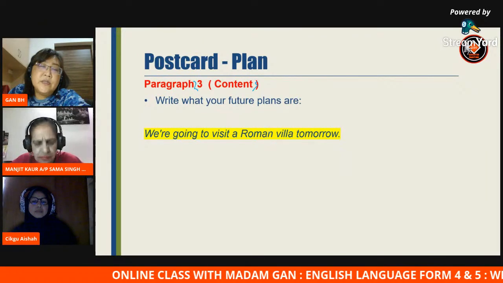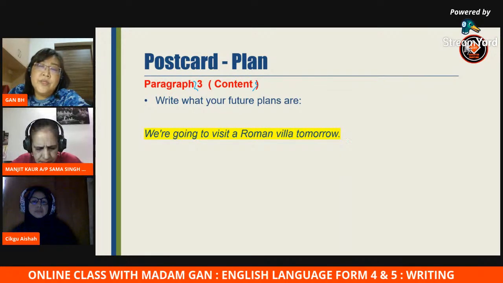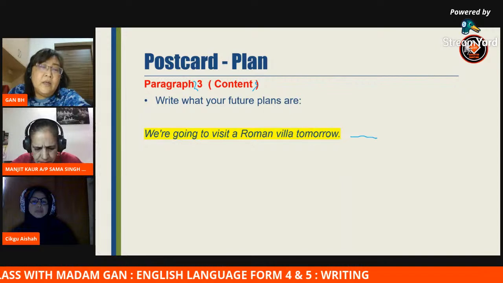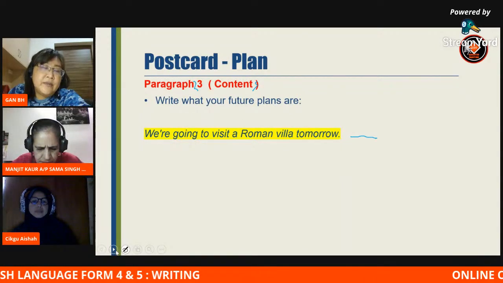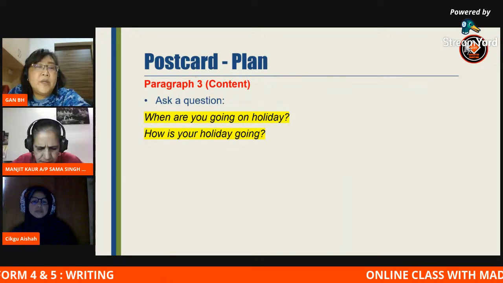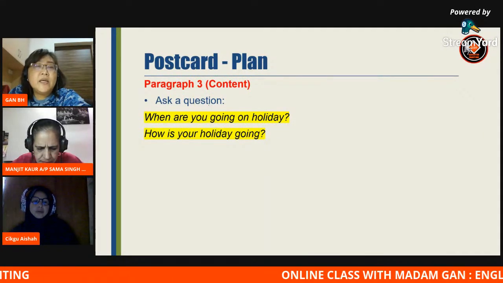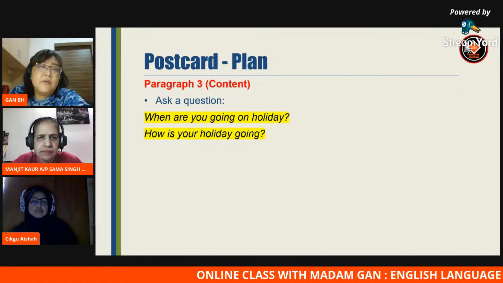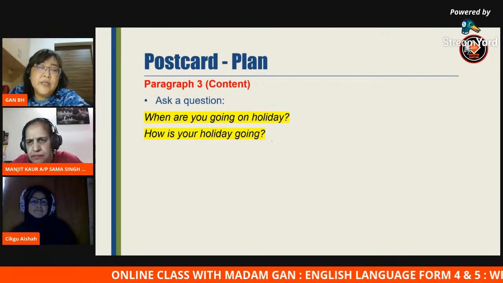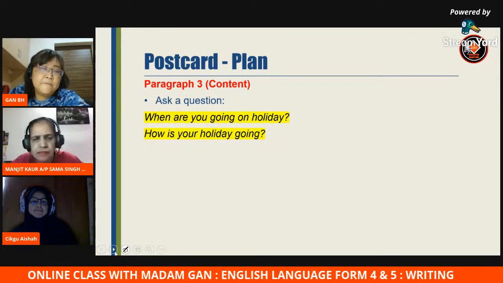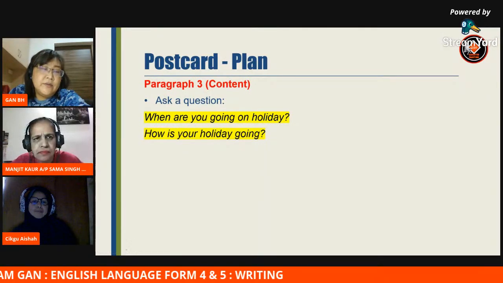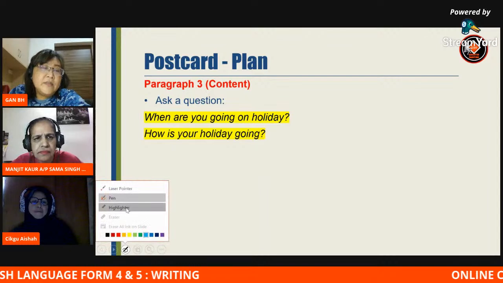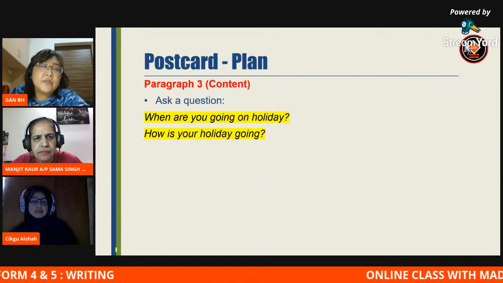We are going to visit a Roman village tomorrow. So you need to explain. Okay, all this, whatever it is, depends on the question that you're going to get. Okay, so again, in paragraph 3 or paragraph 2, you can ask questions. Where are you going on holiday? How is your holiday? So maybe you're asking your friends. Okay, so it is not wrong to ask questions in your sentences. Among your sentences, you can have some questions.